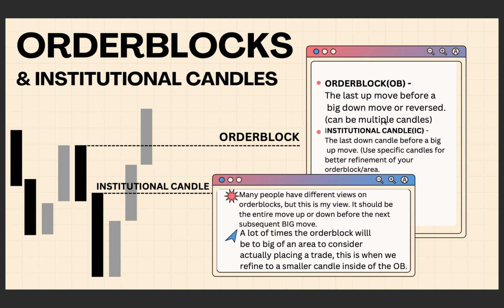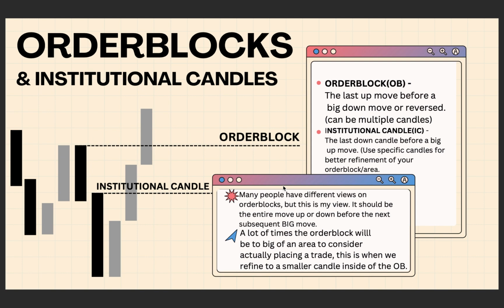So if you want the actual definition, for me, an order block is the last up move before a big down move, or reversed, and it can be multiple candles. It's always going to be the entire move up or down before the subsequent move. And an institutional candle, like I've already said, is the last down candle before a big up move. Use specific candles for better refinement of your order block area. Many people have different views on order blocks, but this is my view. It should be the entire move up or down before the next subsequent big move. I'm going to say that a lot.